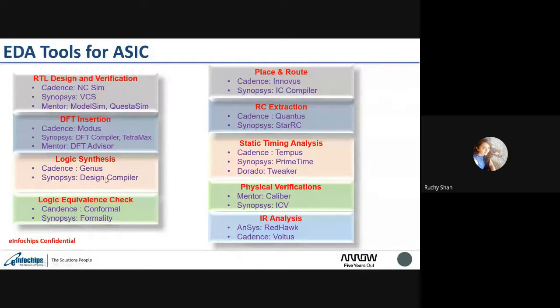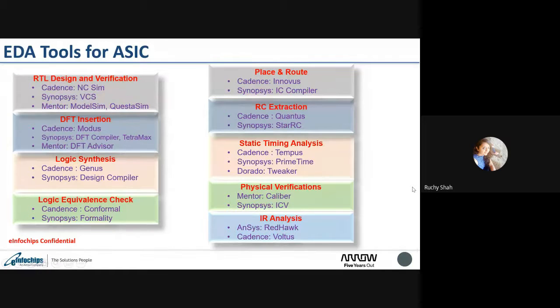Again, in logic synthesis, Genus was not there previously. I think RTL Compiler was the tool. Again, coming to RC extraction, Cadence has the Quantus tool and Synopsys has StarRC. For static timing analysis, PrimeTime is the leading tool, which is from Synopsys, and the second most used tool is Tempus, which is from Cadence.